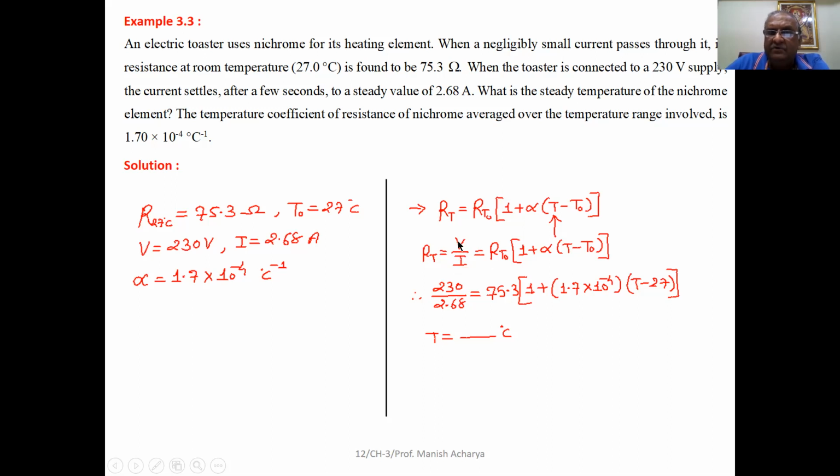Now substitute the values. Voltage V is 230 volt, current I is 2.68. Resistance at reference temperature T0 is 75.3, times 1 plus alpha, that is 1.7 × 10^-4, times temperature T that we want to find, minus the reference temperature T0, which is given to you as 27. Now from this you can calculate this capital T. Clear to all of you?